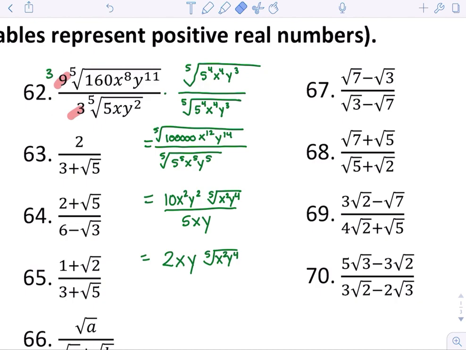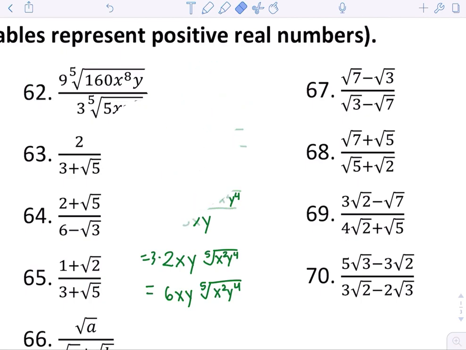And of course, you guys, I forgot, see this 3, I forgot to put this 3 there, 3 there, 3 there, 3 there, which really means we get 6xy, 5th root of x squared y to the 4th. As you guys can see, don't forget the 3 when you cancel. And that's about it.